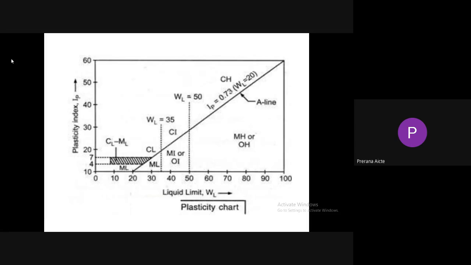Next, depending upon the liquid limit, the soil is classified as low compressible, intermediate compressible, or highly compressible. If the liquid limit is less than 35%, it is called low compressible. If the liquid limit is between 35 and 50, it is called intermediate compressible. If the liquid limit is greater than 50, then it is called highly compressible.